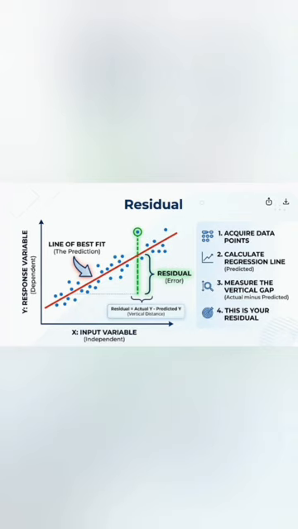Residual is nothing but the difference between the observed value and the predicted value. How do we interpret a positive residual? A positive residual means the actual value was higher than predicted, so the model underestimated. For a negative residual, the actual value was lower than the predicted, so the model overestimated.